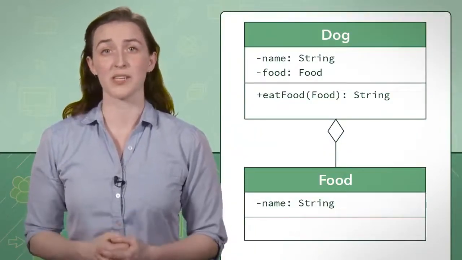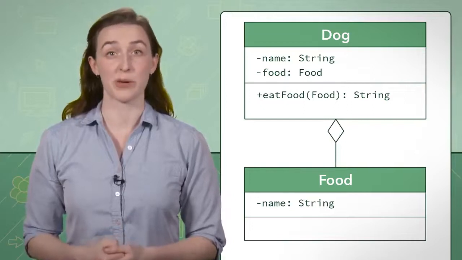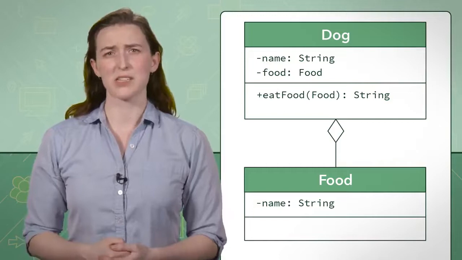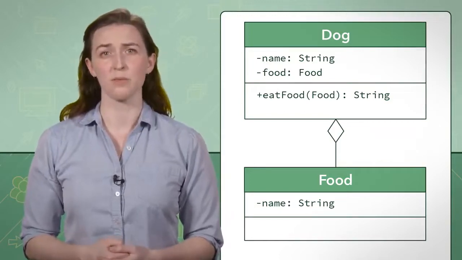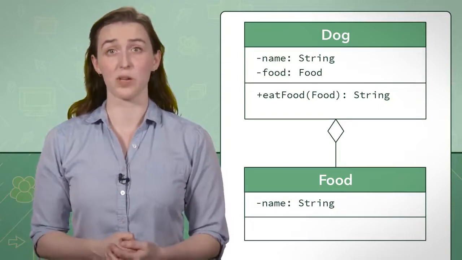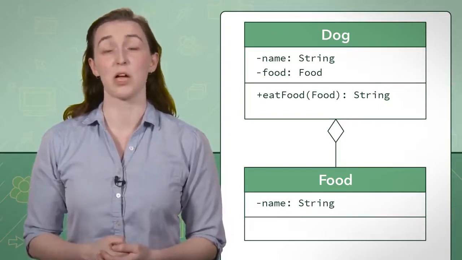Our UML tells us that the dog has food, which it knows how to eat. We can tell the dog to eat food by giving it food, but is this the correct way of modeling the situation? Who is actually giving the dog the food? Does a dog always have food to eat, or is a dog given food to eat by an owner? In reality, a dog would need an owner to feed it.